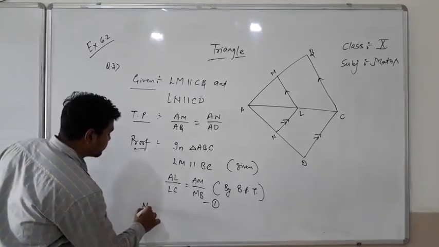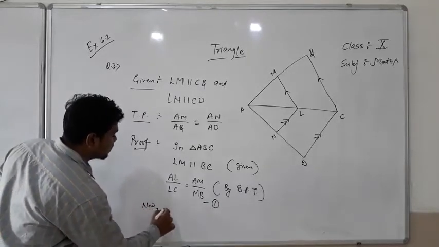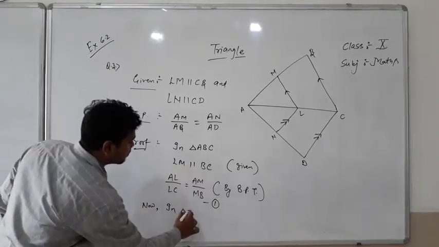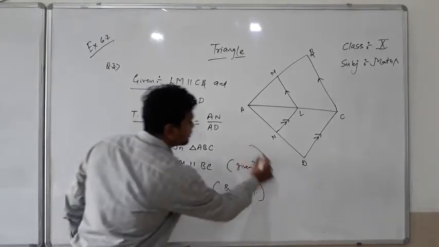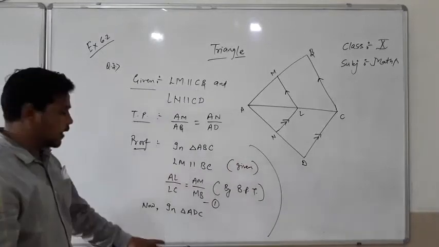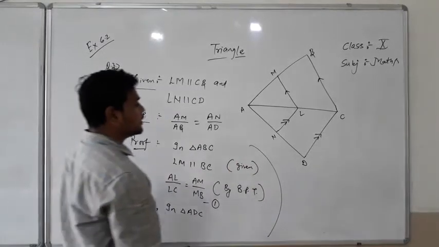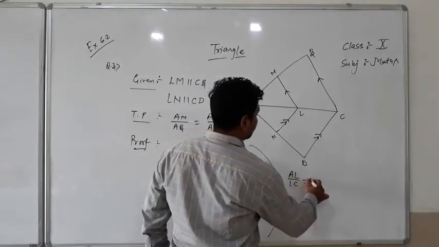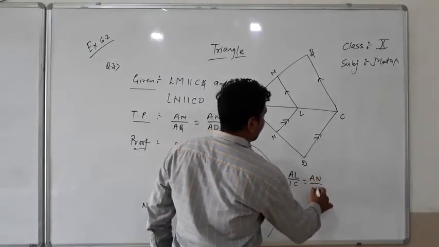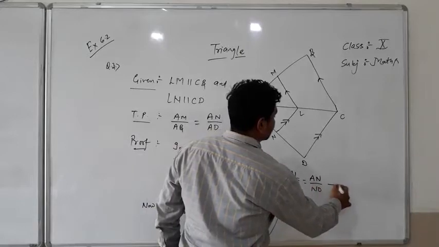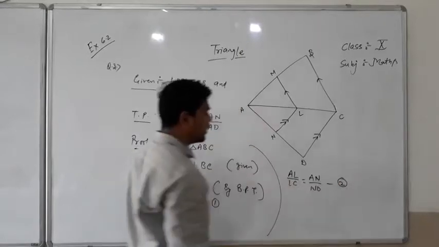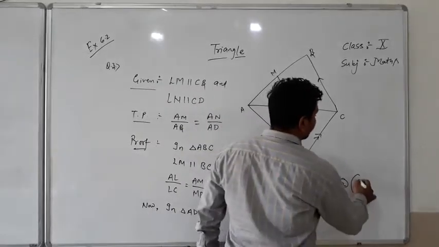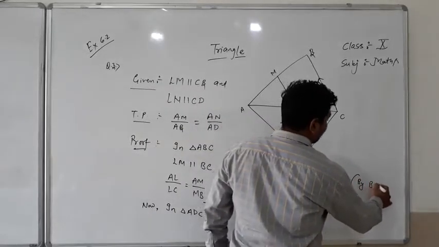Now we will come again to triangle ADC. We will come to the other triangle ADC. In triangle ADC, AL upon LC is equal to AN upon ND. That is equation number 2, and that is also by the help of BPT.